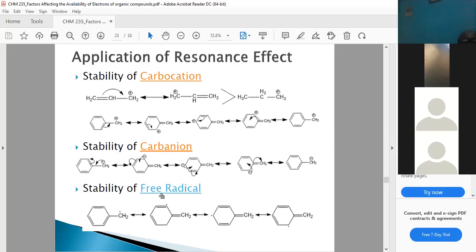Then you have stability of free radical. I'm sure we know what we mean by free radical, where you have a carbon atom with just 1 electron instead of a pair of electrons. If you just have 1 electron, it is a radical. A radical can also be stabilized by resonance or by mesomeric effect.